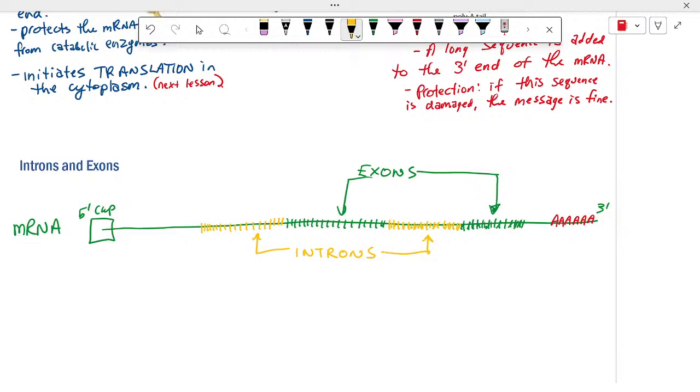Okay, so some of the segments we refer to as introns and exons, and then what we have out here is that this segment here will be spliced out.